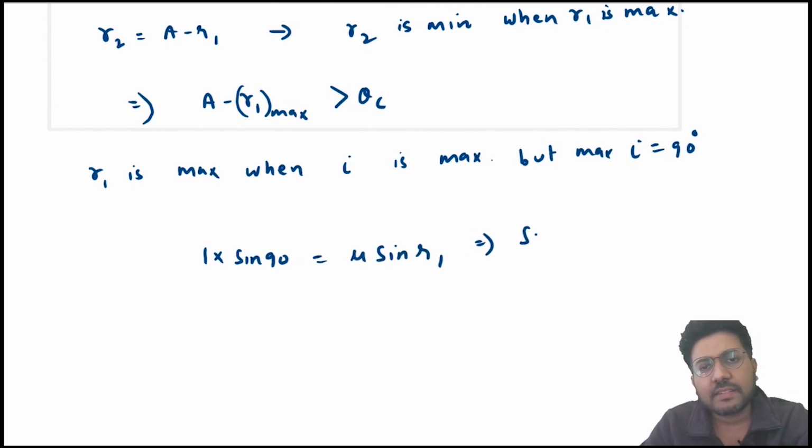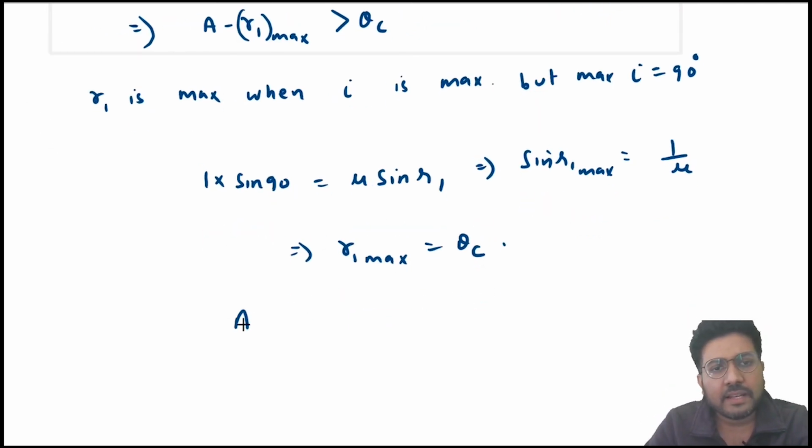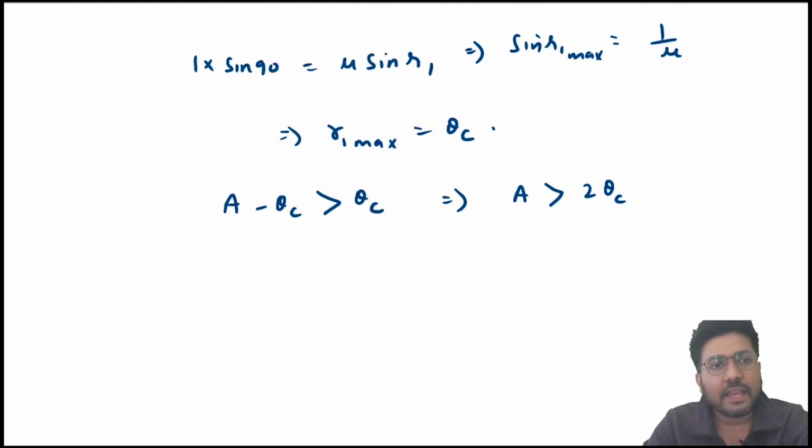From this I will get sine R1 max is equal to 1 by mu, but you know that the critical angle is also 1 by mu. Sine of critical angle is also 1 by mu. So from this I will write R1 max is equal to the critical angle. So I will say that A minus critical angle has to be greater than the critical angle. That means A is greater than 2 times the critical angle, right?